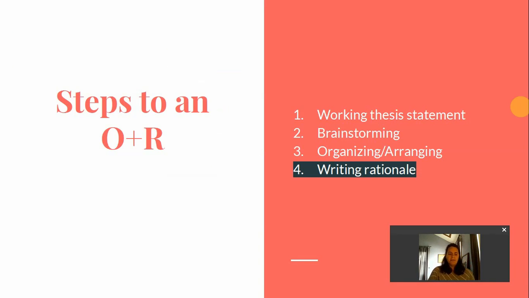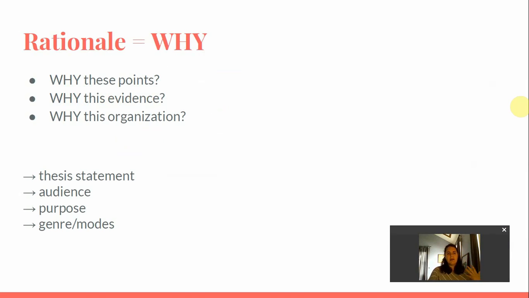Finally, the rationale. Your rationale is a short explanation of why you're doing this outline the way you're doing it. Why these points? Why this evidence? Why this particular organization? Your rationale should be pointing towards your thesis statement, your audience, your purpose, your genre modes. You are understanding why you're doing this in relation to your particular rhetorical situation. And writing a rationale really helps you to solidify your understanding of all of these aspects.